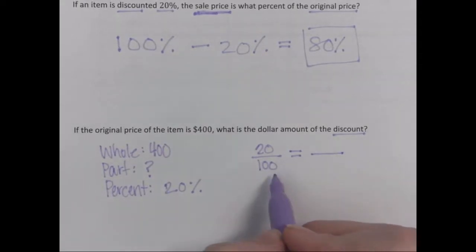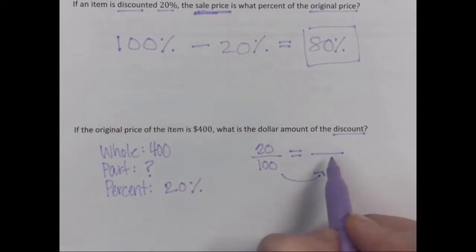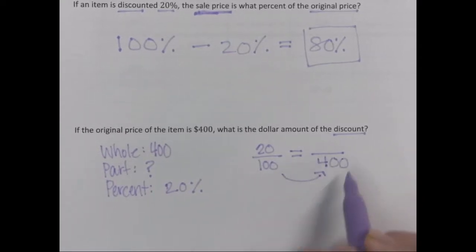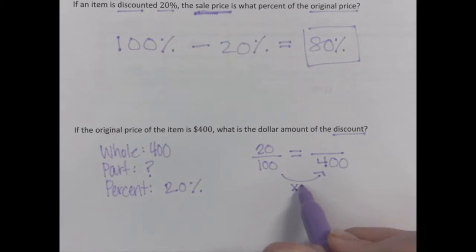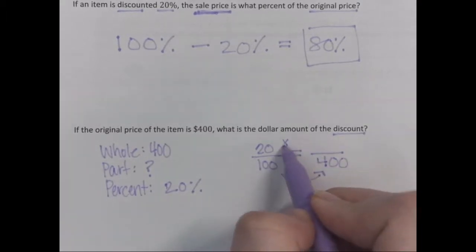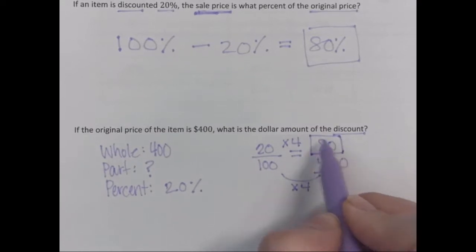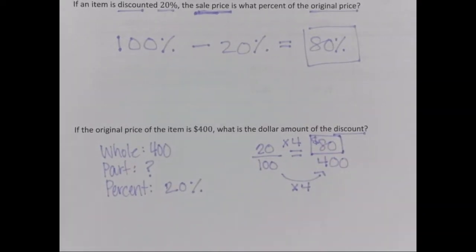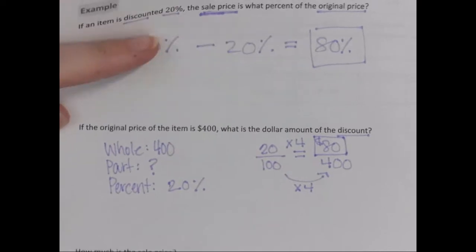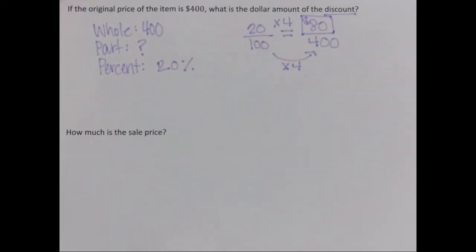Can I turn 100 into 400? Yes. Yeah, so we're not going to reduce. We're going to multiply by 4. So what do I do on top? Multiply by 4. And I get? 80. So how much money did I save? $80. How much is the sale price?